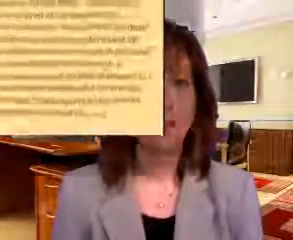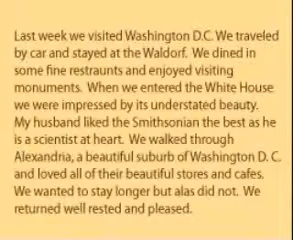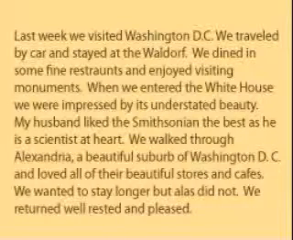Listen to the following paragraph and identify which production of -ed is being used. Last week we visited Washington, D.C. We traveled by car and stayed at the Waldorf. We dined in some fine restaurants and enjoyed visiting monuments. When we entered the White House, we were impressed by its understated beauty.